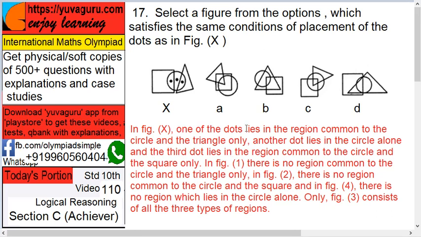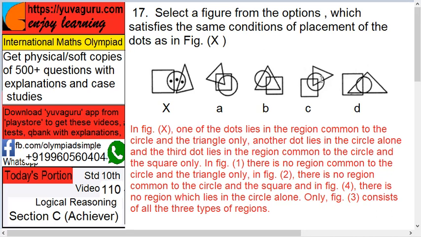Let's check. In figure A there is no common region between circle and triangle, whereas we had it in X. So A is gone. In figure B there is no common region between circle and square alone. So that is also gone. In X, circle and triangle alone we were checking. So it should have it.